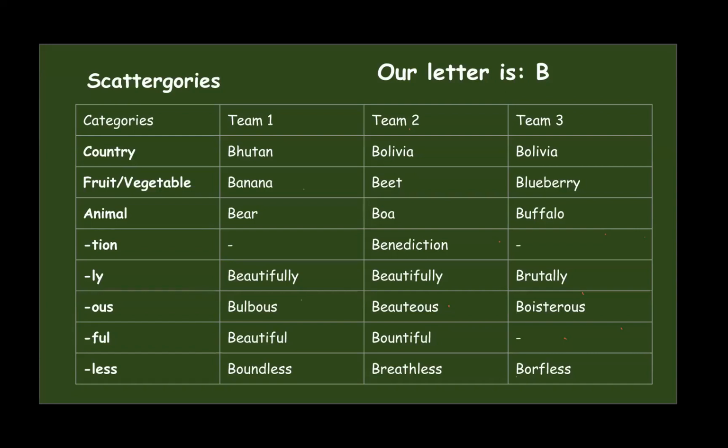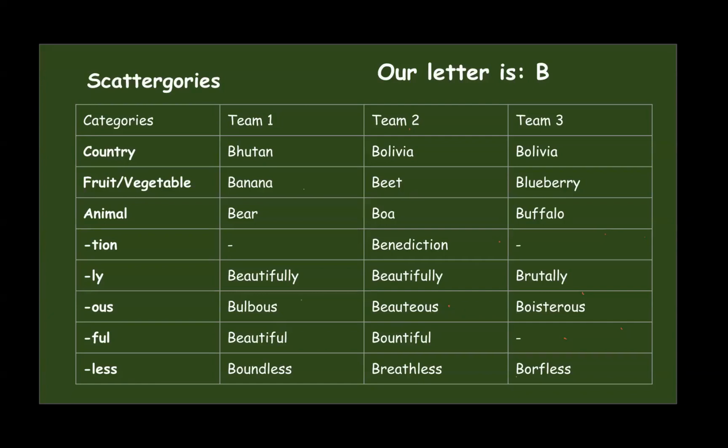And I have to check my phone to make sure that I'm spelling it correctly, because the students are very clever and they come up with all sorts of different vocabulary words that I haven't heard before. So we see some advanced words like in the OUS category. We have bulbous, we have beauteous, we have boisterous. What fun. So how do we actually create a score now that our answers are on the board?